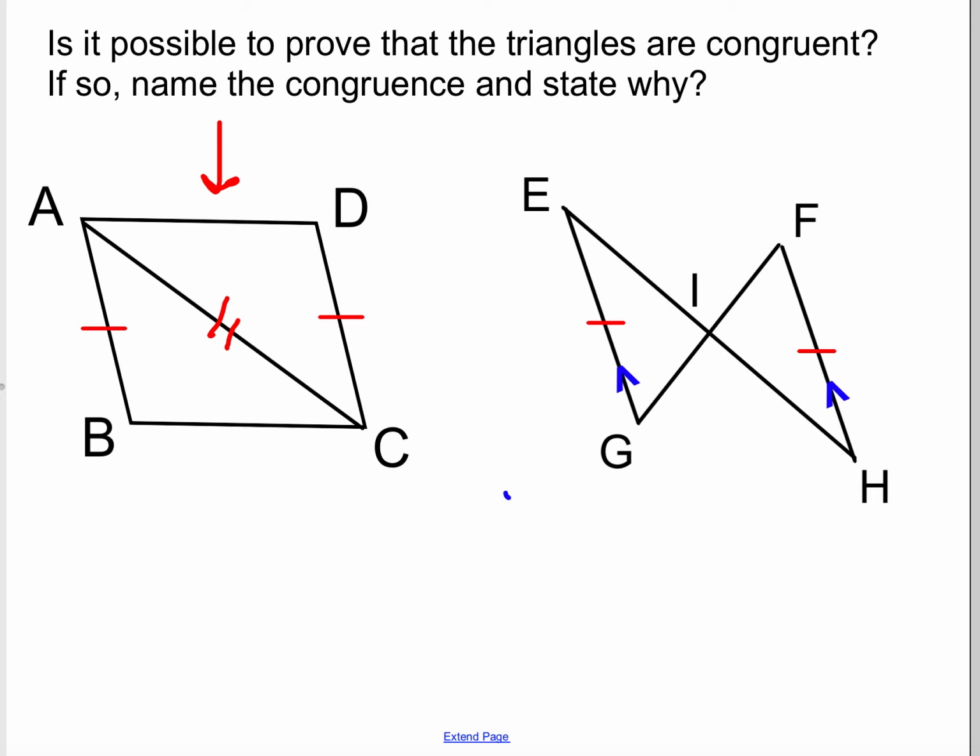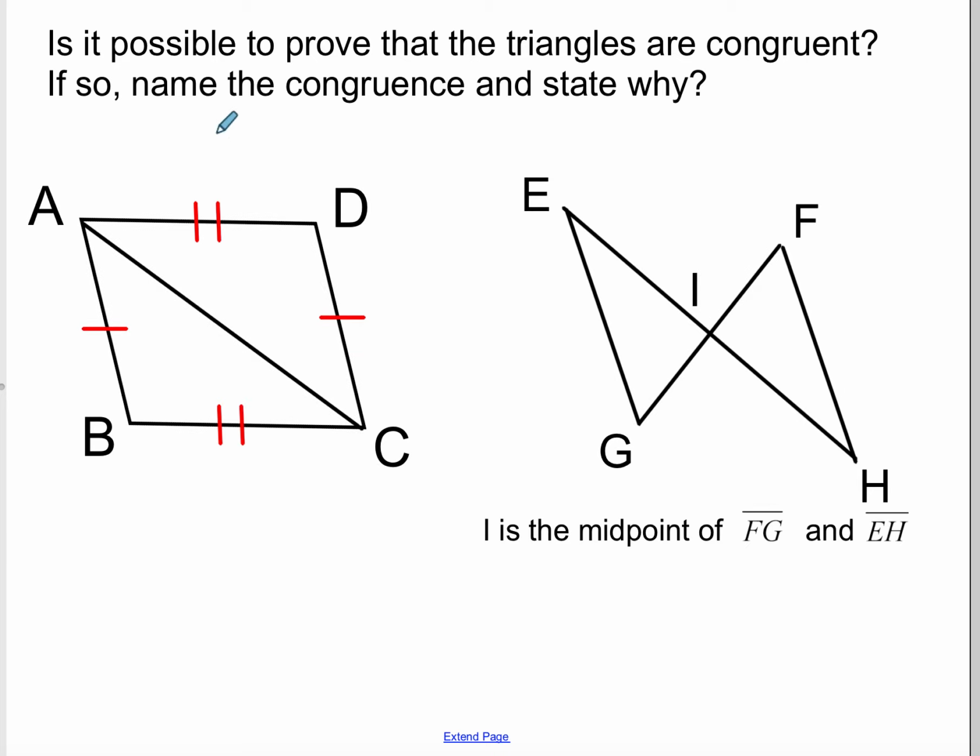Okay, let's look at another one. What about this one? Do we know enough to prove that the triangles are congruent? If so, name the congruence and state why. Well, it's the exact same picture, but now we do know that these two sides are congruent, and this is congruent to itself. So we would say yes, these two triangles are congruent, and that would be by side, side, side congruence.